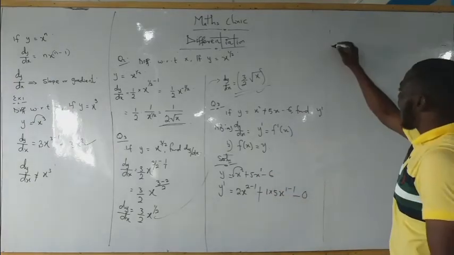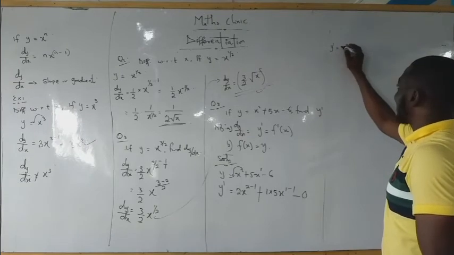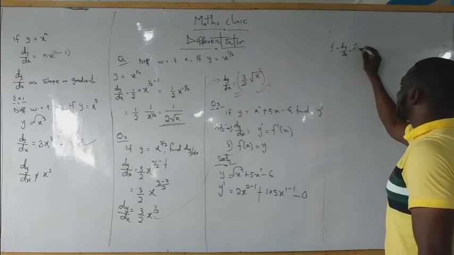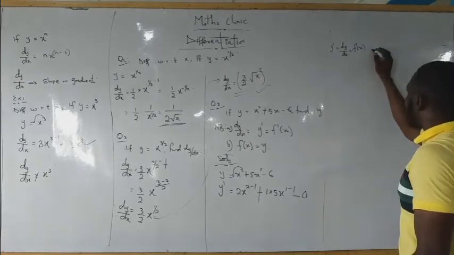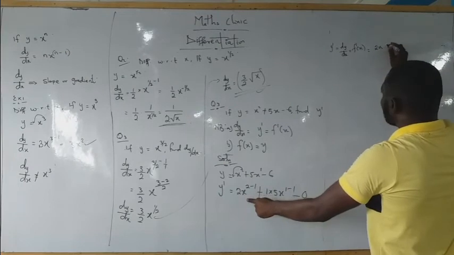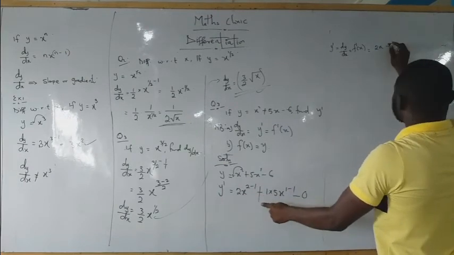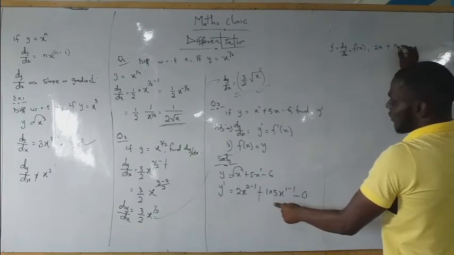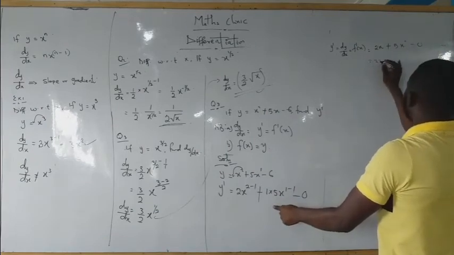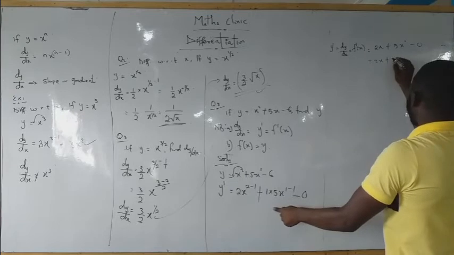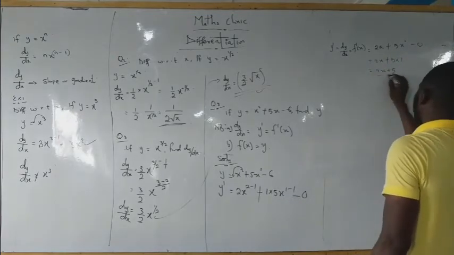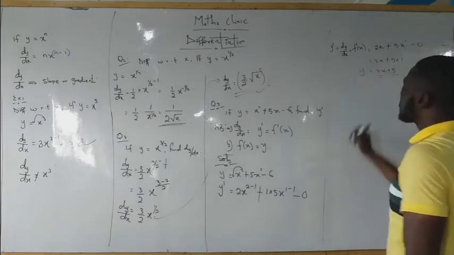So we can have y prime, which is still the same thing as dy dx, which is still the same thing as f prime of x. This will give us 2x raised to the power of 1, plus 1 times 5 is 5, that is 5x raised to the power 0, minus 0. 0 means nothing. That will be 2x plus, x raised to the power 0 is what? 1. That's 2x plus 5.